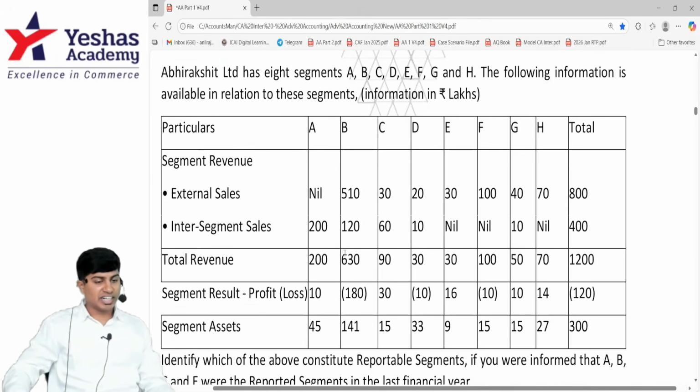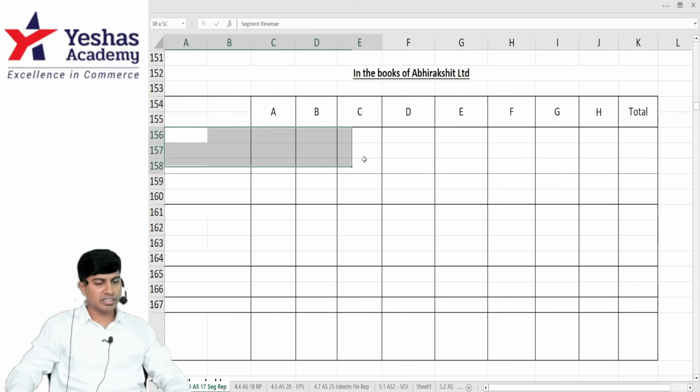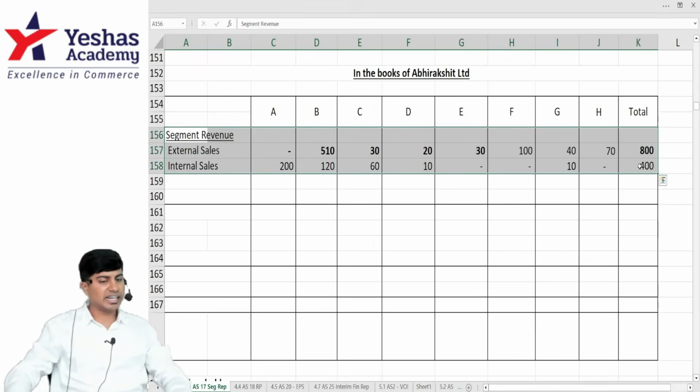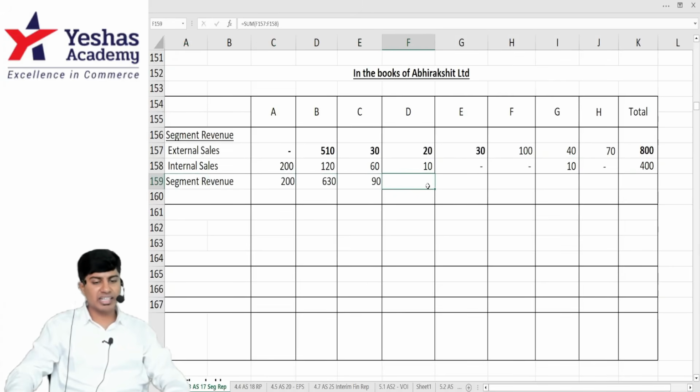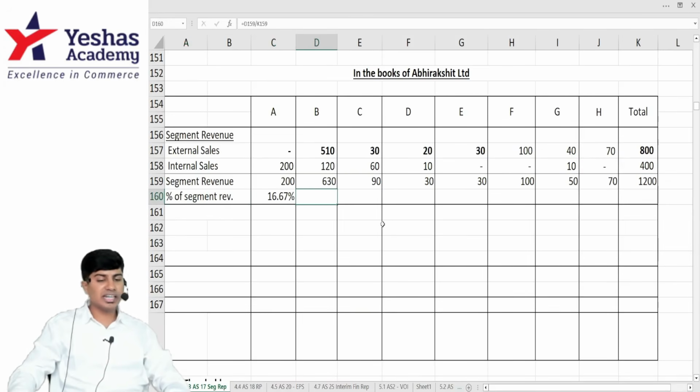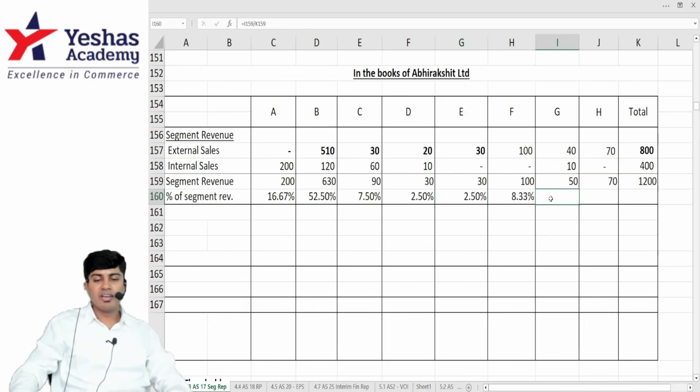Oh my God, so much data. External sales, internal sales, total sales. First, write the external sales and internal sales data. And then we will identify total sales. Shall I do total revenue? 200, 630, 90, 30, 30, 100, 50, 70. Together 1200. Now do the percentage. 200 by 1200, 16.67. 630 by 1200, 52.50. 90 by 1200, 30 by 1200, 30 by 1200, 100 by 1200, 50 by 1200, 70 by 1200.